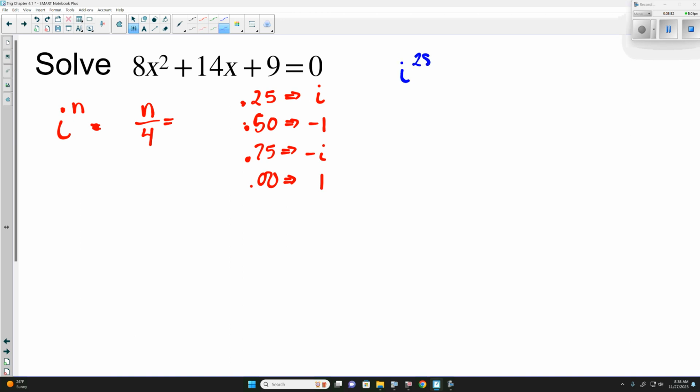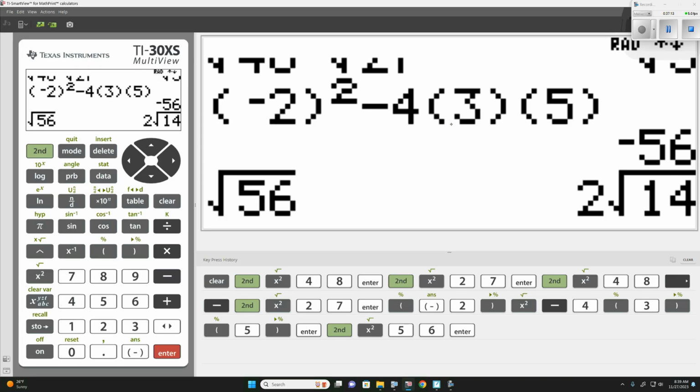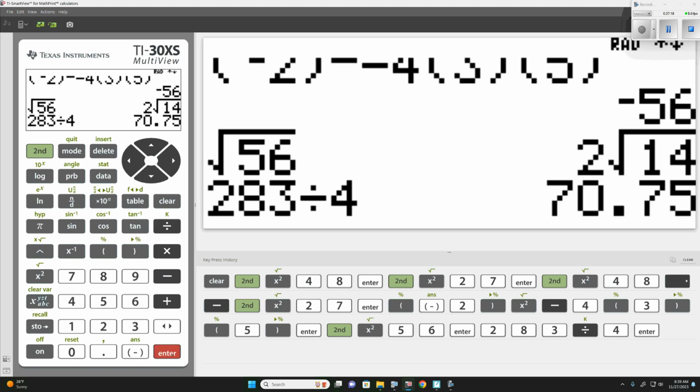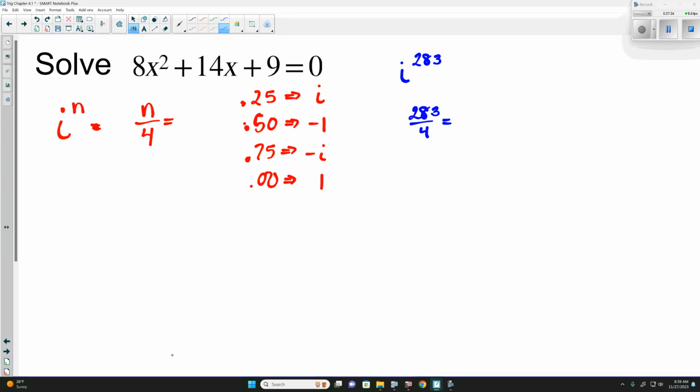So if we have i to the 283, well, take 283 and divide it by 4. You can use the alpha y equals enter on the graphing calculator or use the fraction key on the 30xs. I would just use the division key. 283 divided by 4, because I want it in decimal form. Don't care about the 70. 0.75 is what's important. Since we do get a decimal as 0.75, this reduces to negative i.